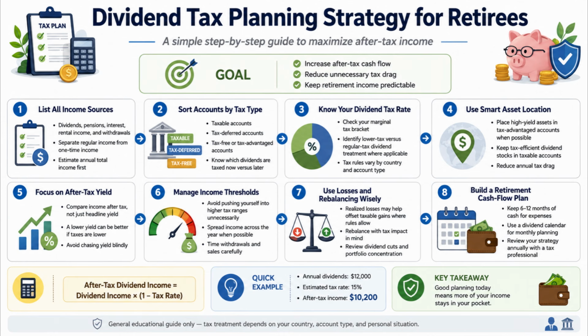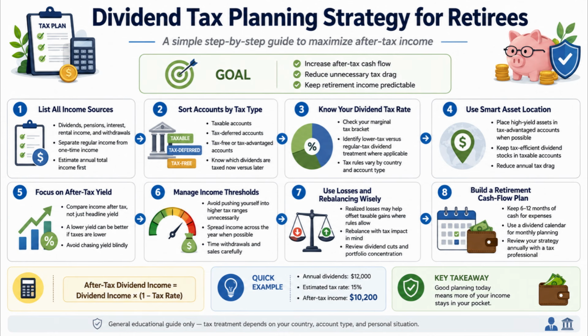Finally, build a retirement cash flow plan. Keeping 6 to 12 months of expenses in cash can reduce pressure to sell investments at the wrong time. A dividend calendar can also help retirees plan monthly income and match it with regular expenses. Reviewing the strategy every year with a tax professional can help keep the plan updated.